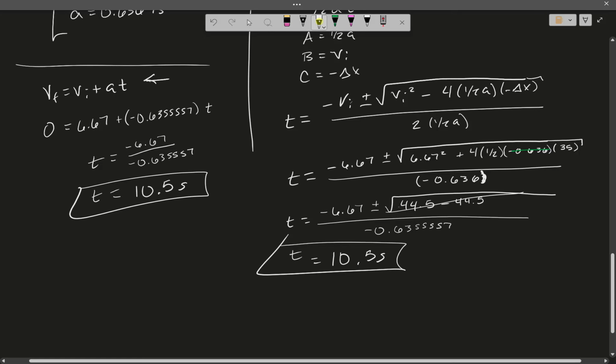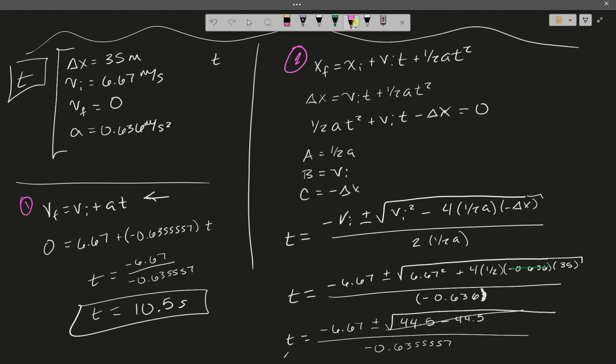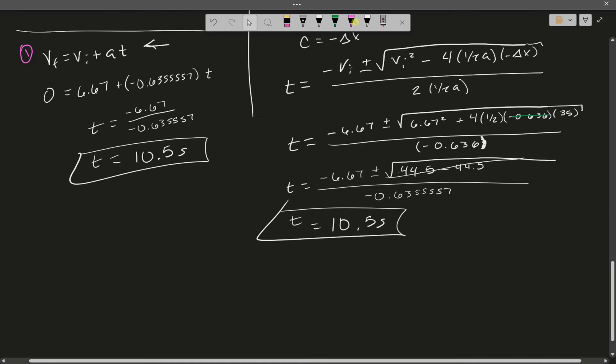Either way works, but which kinematic equation I choose, whether I choose 1 or 2, makes a huge difference on how much time I spend on this problem. So I need to use a little bit of intuition and critical thinking to go about solving this. And that's it.